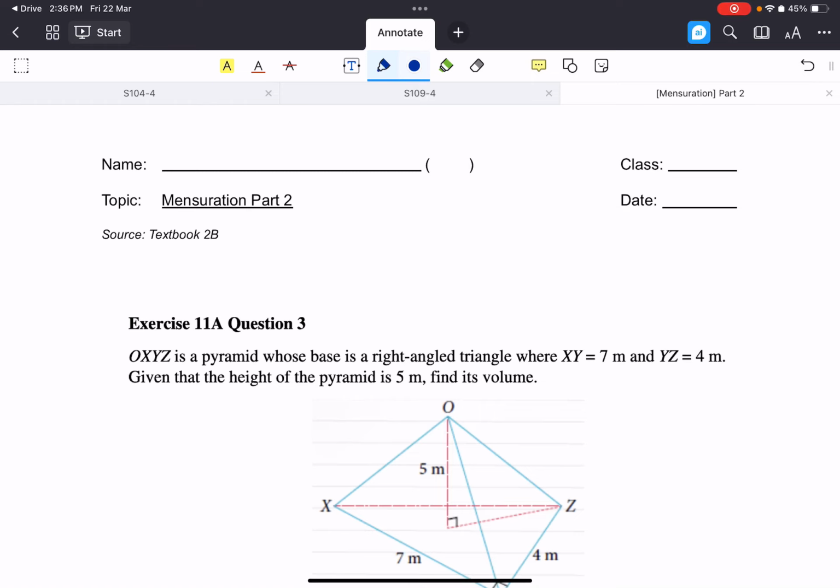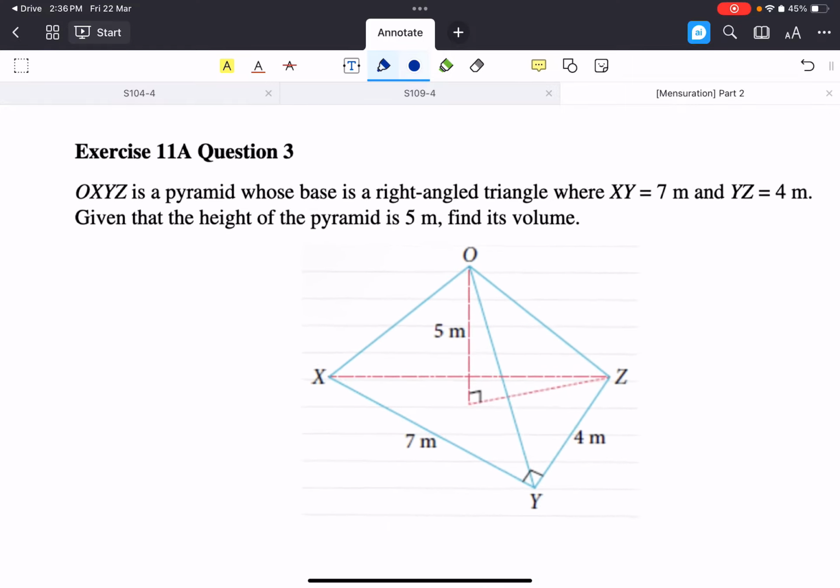Hello students, welcome back to the second part of the chapter on mensuration. So these are the questions I advise you to try. I hope you have already done them. So let us compare our solution.